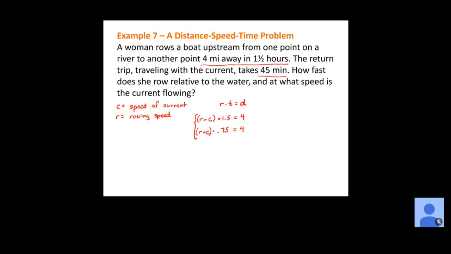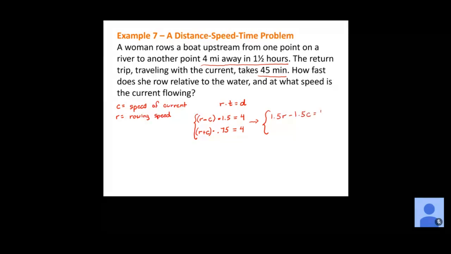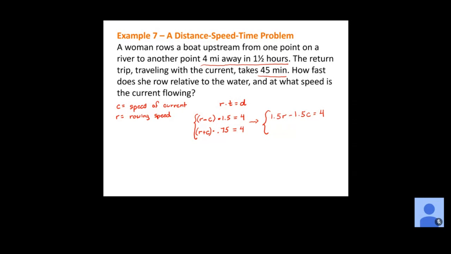Okay, good. We need to distribute, right? So the next step here is to distribute in both of these. I'm going to distribute the 1.5 to both of my terms, which will give us 1.5R minus 1.5C equals 4. And then the bottom equation, I'm distributing the 0.75. So that'll be 0.75R plus 0.75C equals 4.